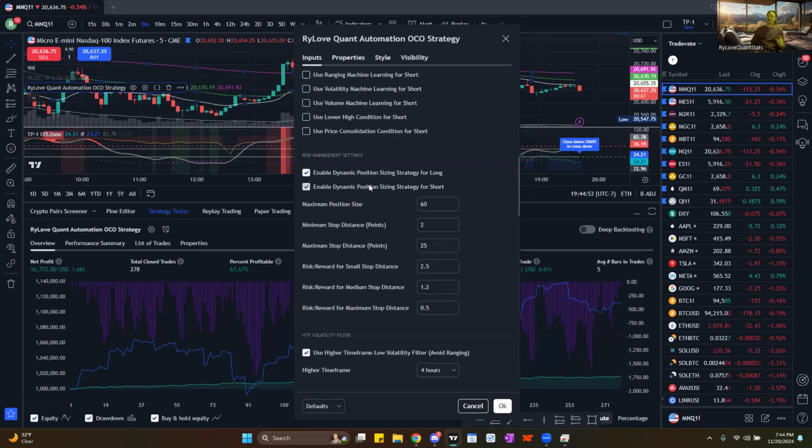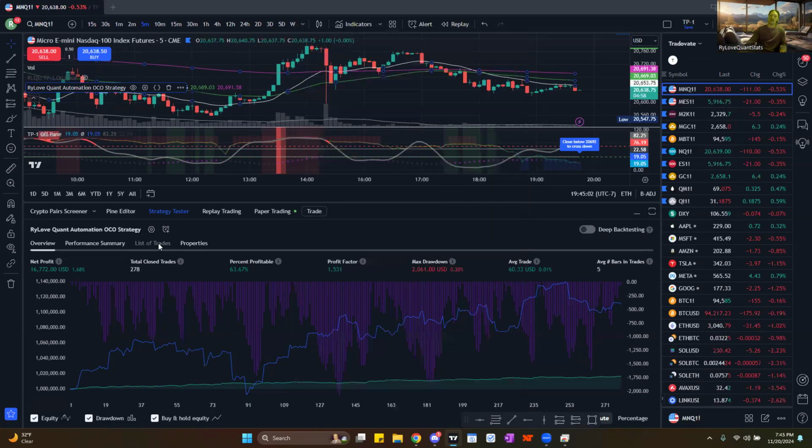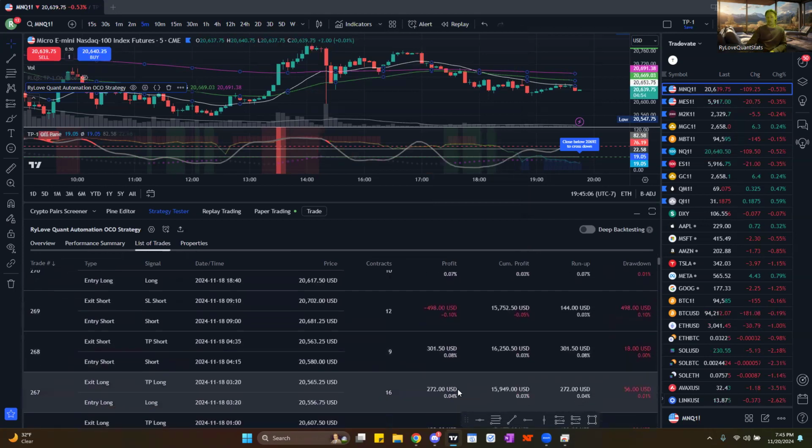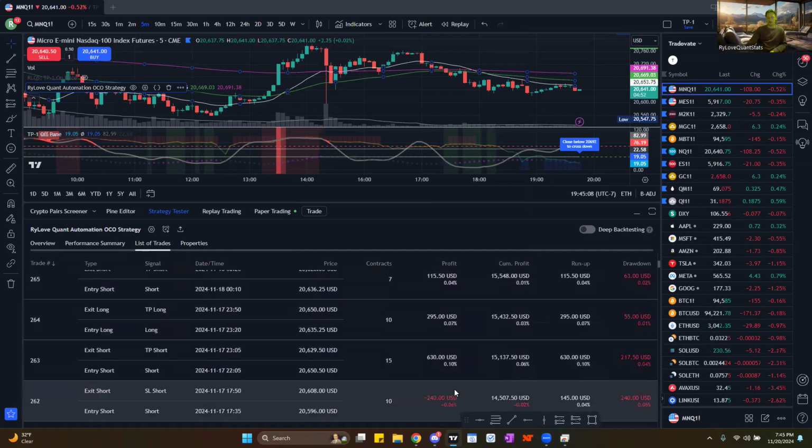I am doing the opposite of that. So after a winning trade, we are doubling our position size in order to capitalize on the next one, ideally being a winning trade as well. So let's find an example. It doesn't always occur.